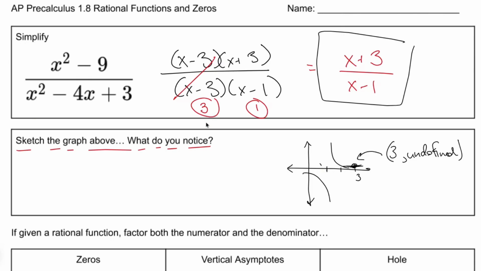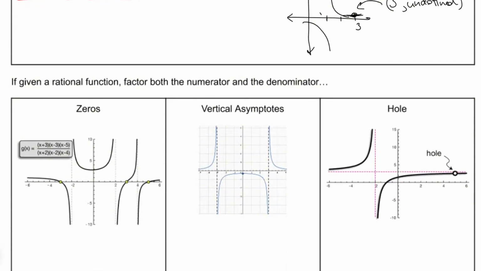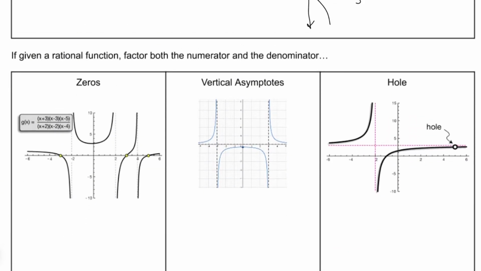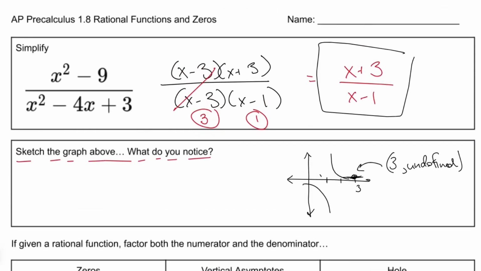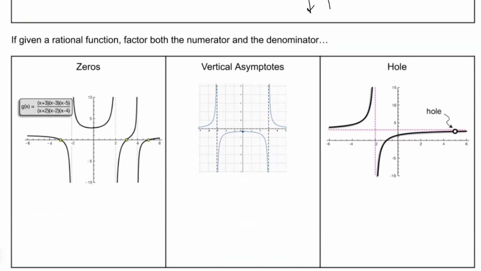I wonder if they have names for those explosions and undefined things. Well, they do, and let's talk about them. First things first, we know our zeros. Now if you're looking at a rational function, and if you're asked to find these things right here, what you're going to need to do is factor the numerator and the denominator like I did up there. Now, if what you have is factors in the numerator only, you are going to get your zeros.